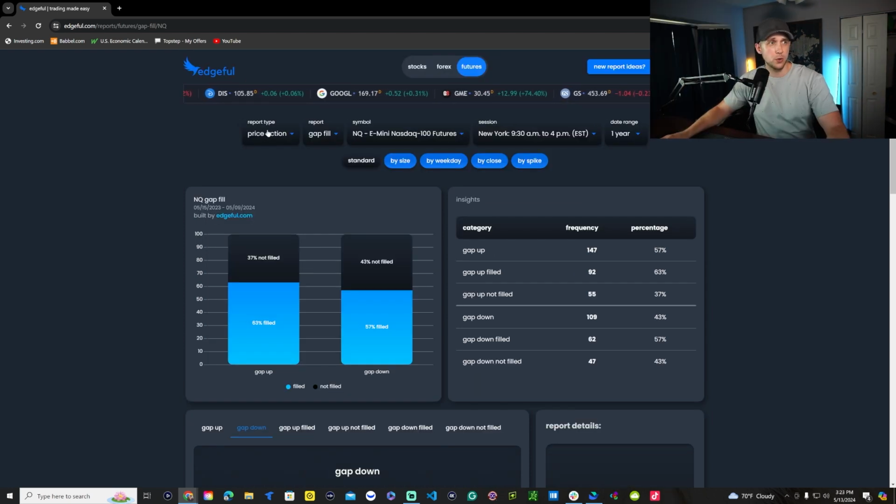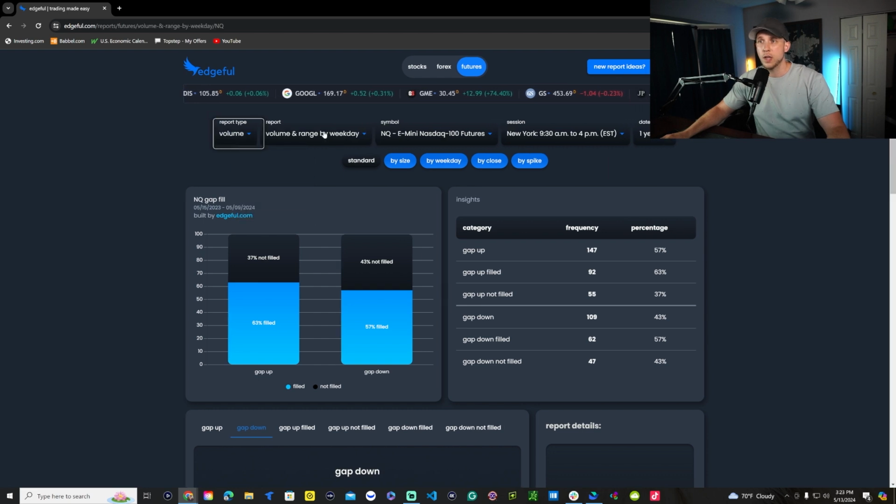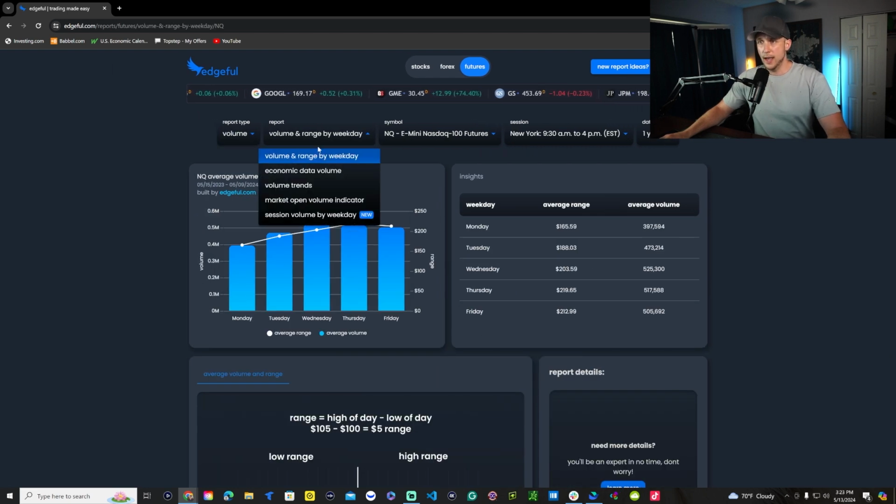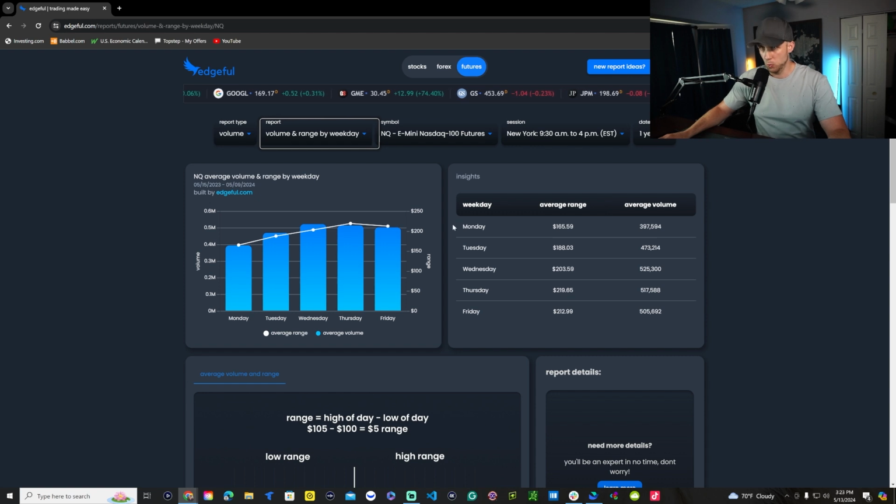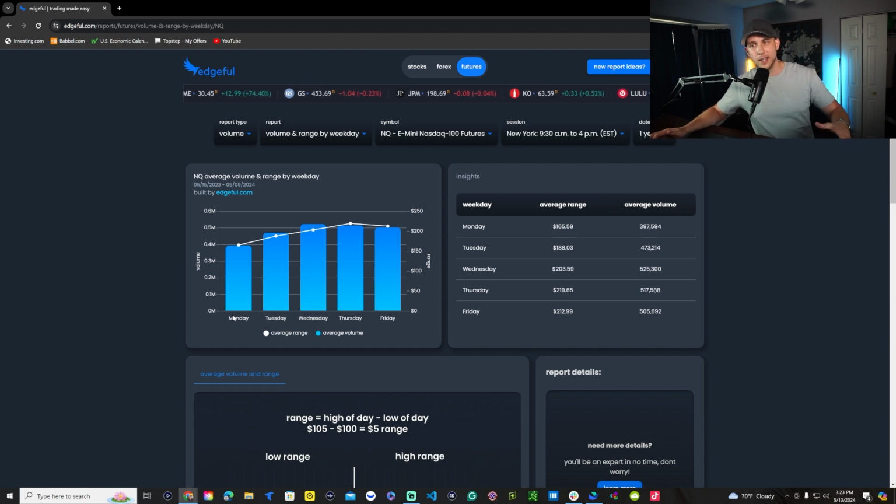Let's go into volume. And let's look at volume and range by weekday. All right. And so I'm going to keep it on the NASDAQ for the New York session and 1 year. Sweet. Okay. So this is giving me what the overall volume is and the average volume and the average ranges on the day each day. So Monday through Friday. And so looking at this white line here, that's giving me my range. And these blue boxes here are giving me my volume.